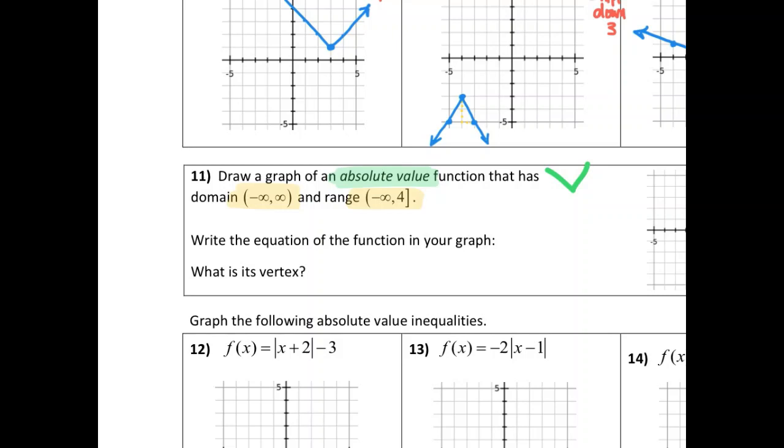And think about this. If your range goes from -infinity to 4, it has to have a top at 4, and the bottom has to go forever. And so that's going to be an absolute value that opens down. Those are the only specifications that we're giving you, and you can choose your own slope or how far shifted left or right you want, as long as that vertex at the top of the function is at 4 and that the function opens down.